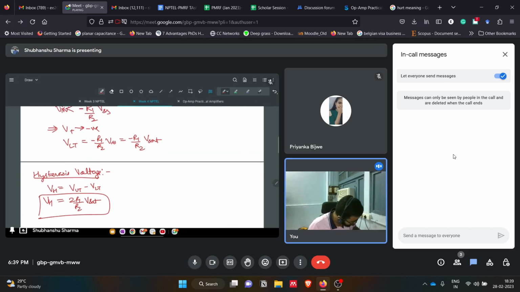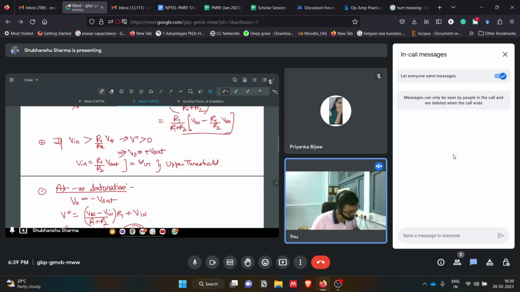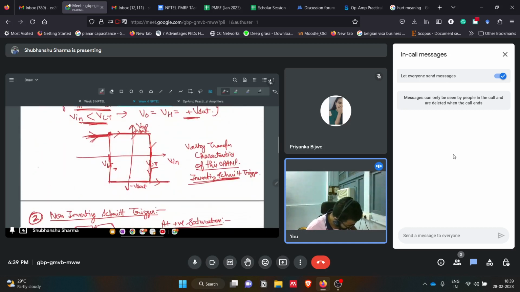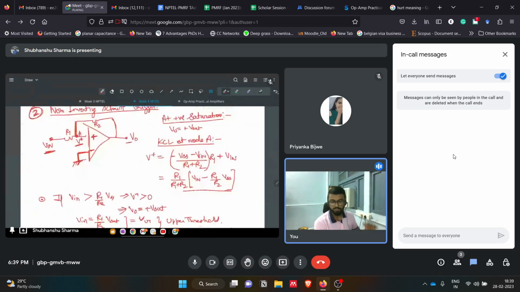And here in this non-inverting Schmitt trigger, beta is R1 by R2. I forgot to tell about hysteresis in the inverting Schmitt trigger. So hysteresis will be VUT minus VLT, which equals R1 upon R1 plus R2 times 2 times V saturation, or you can say 2 beta V saturation. Okay, fine.